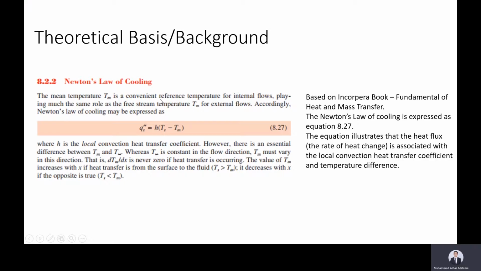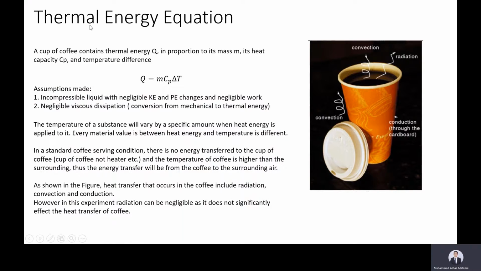This is the basic theory. The major theory is Newton's law of cooling, which is that the heat flux equals the convection coefficient times the temperature difference. Another major aspect is the thermal energy equation, which is Q equals m c times delta T. The assumptions made to get this equation are, firstly, an incompressible liquid with negligible kinetic energy and potential energy changes and negligible work. Secondly, negligible viscous dissipation, as shown in this figure.